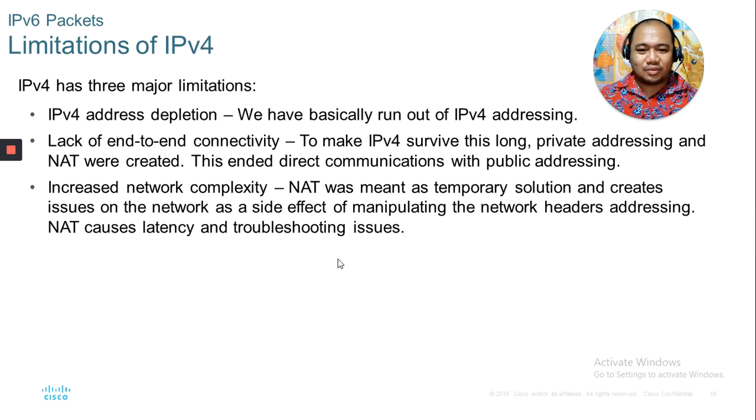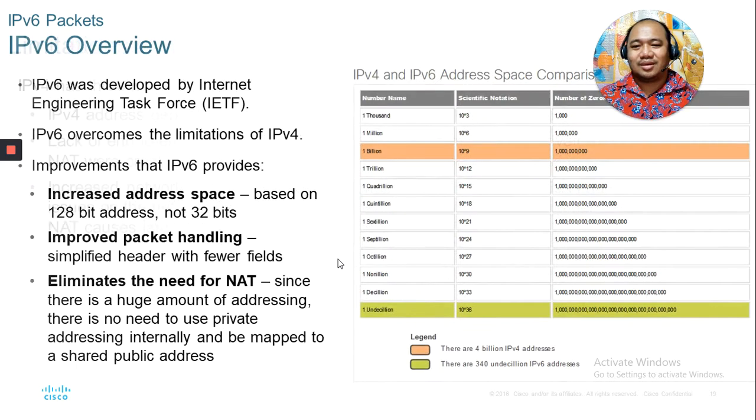Increased network complexity with network address translation was meant as a temporary solution and creates issues on a network as a side effect of manipulating the network header addressing. IP version 6 overview. Look here, we have 10 raised to 36, so we already have an undecillion here. Increased address space based on 128 bits, not 32 bits. So that's how IPv6 overcomes the limitation of IP version 4. It is under development by the Internet Engineering Task Force. Improved packet handling eliminates the need for NAT because everybody can now have their own public IP version 6 address.